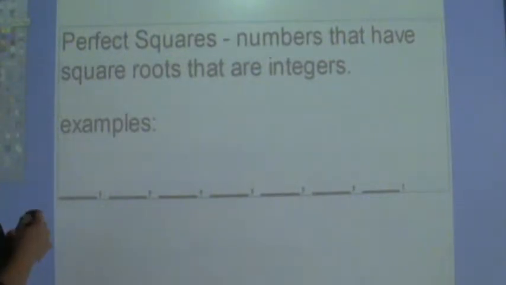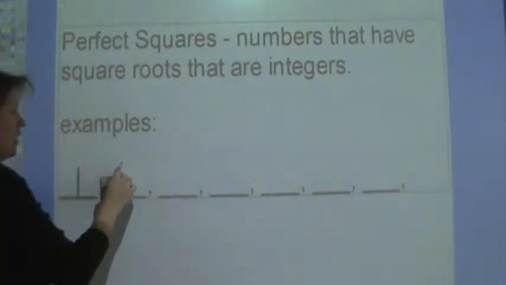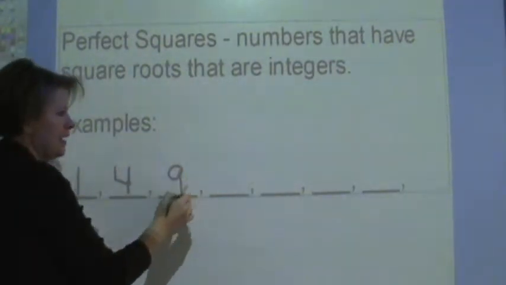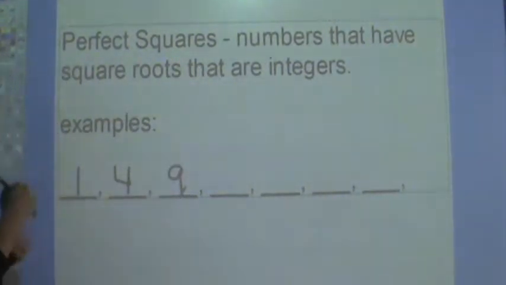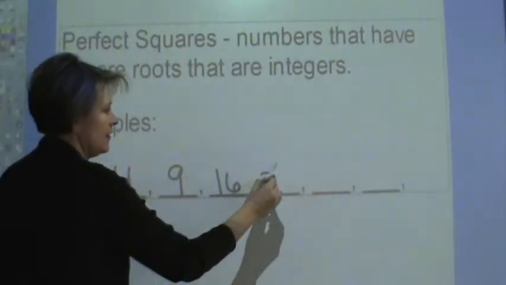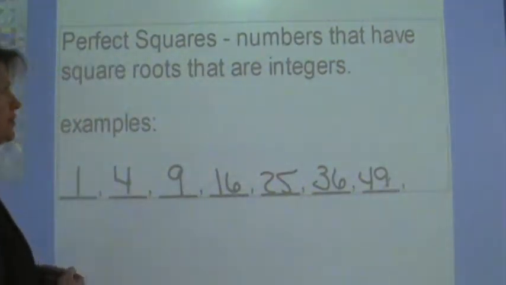And perfect squares are numbers that have square roots that are integers. So examples: numbers that have square roots that are integers. Like 1, because if I took the square root of 1, I'd get 1. 4 is another. The square root of 4 gets me 2. The square root of 9 gets me 3. So all of these numbers are called perfect squares because when you take the square root of them, you get a whole number. Like 16, 25, 36, 49. All of those are perfect squares, which then lead us into our list of square roots.